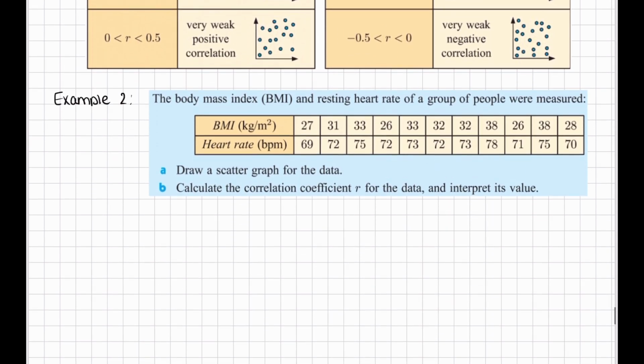Okay, example: we have the body mass index, BMI, and resting heart rate of a group of people that were measured. There's our data. We're going to draw a scatter plot and then calculate the correlation coefficient for the data and interpret its value. With a scatter plot for this, I'm not going to draw it by hand. I'm actually just going to show you how you can do it on the calculator. And then in the calculator, we will also calculate the R value, or the Pearson's product moment correlation coefficient value.